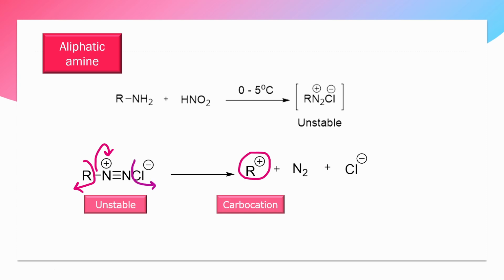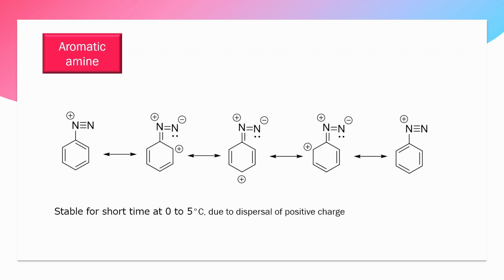So there's nothing left in the aliphatic diazonium salt. It disintegrates so easily, that's why they are unstable. Next we'll discuss the stability of aromatic amines.